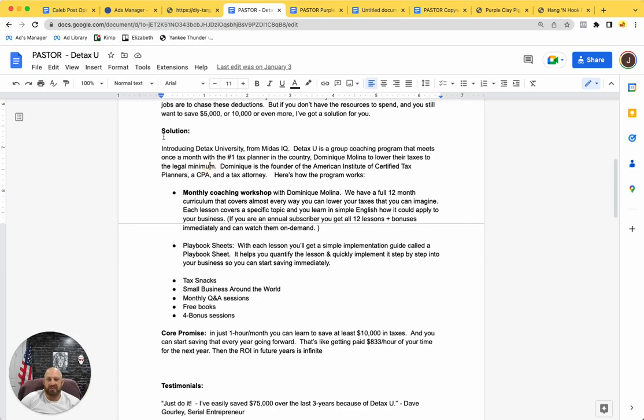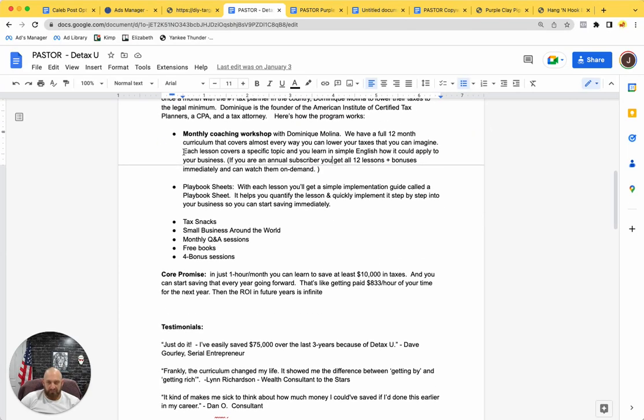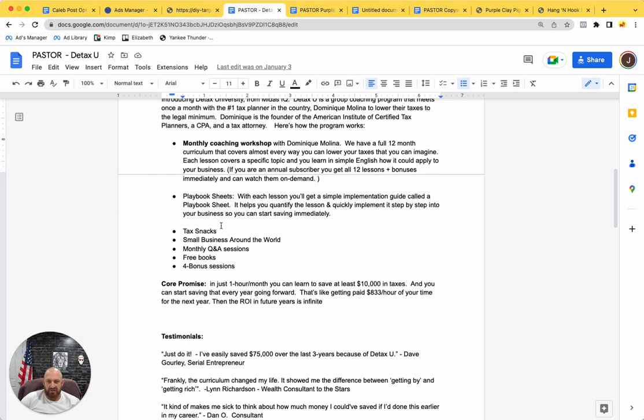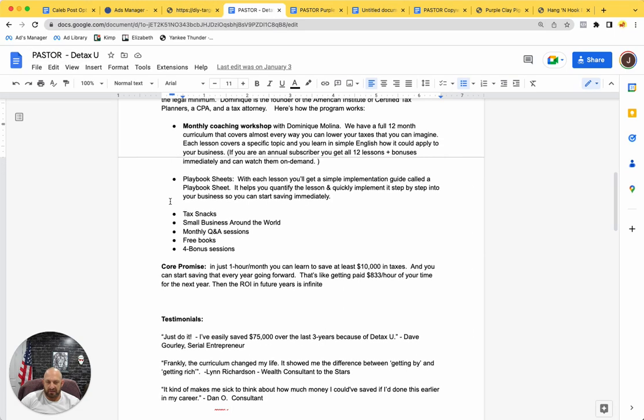My solution is D-Tax University. Here's what's included. Playbook sheets, tax snacks. There's copy around these things. Actually, this isn't the final one. This is an earlier draft.